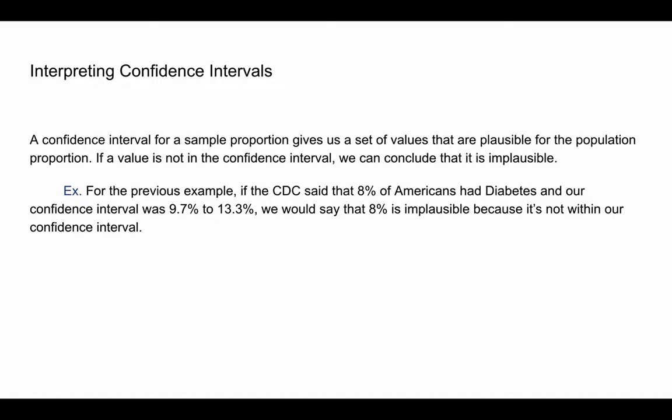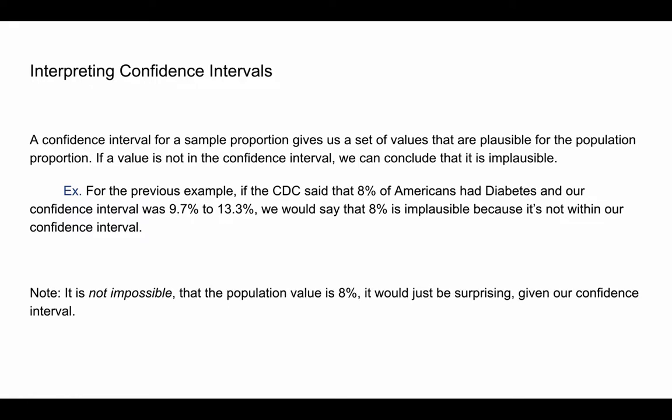Now, if the CDC had said that 8% of Americans have diabetes and our confidence interval was 9.7% to 13.3%, we would say that we think that's unlikely. We'd say 8% is implausible because it's not within this range of numbers. So we would want to do some more studies to try to determine what's going on here. Just to summarize, your confidence interval gives you a range of numbers over which you think it's likely that some result falls, and then the confidence level, like 95%, 99% or whatever, tells us how confident you are.